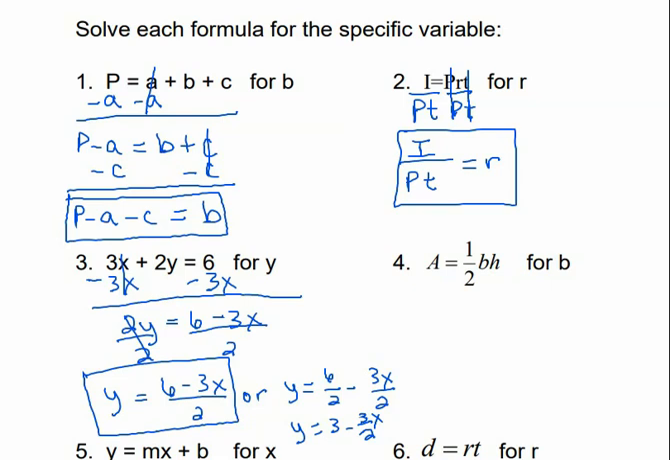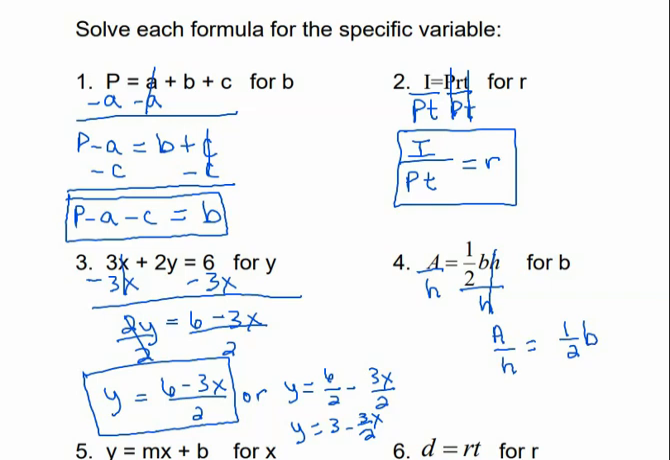For number 4, I want to get the b by itself. Now I can either take care of the 1/2 or the h first. It doesn't matter which one. I'm going to do the h. Okay, so to get rid of the h, I'm going to divide by h, since b is being multiplied by h. And that leaves me with a over h equals 1/2 b.